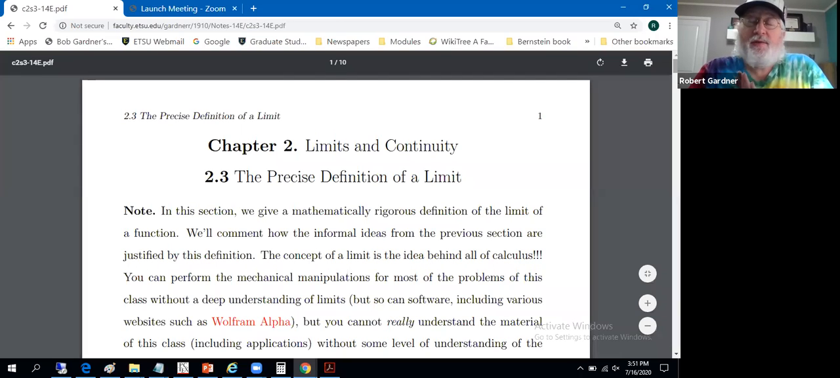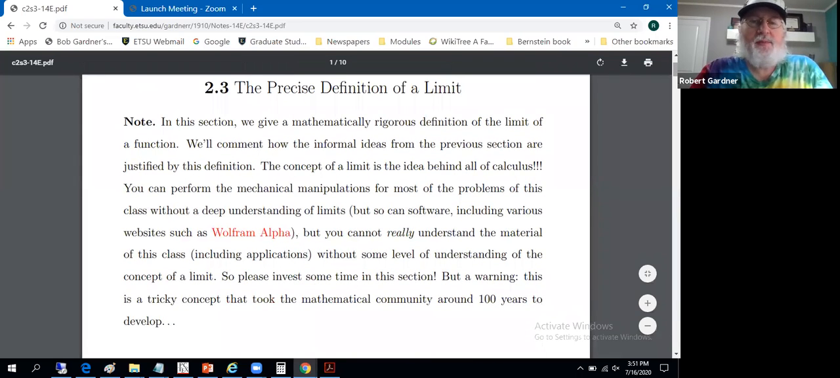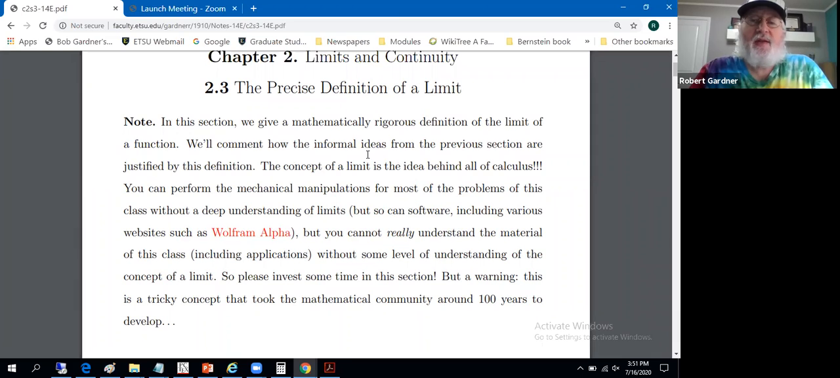Underlying all this should be those previous ideas from section 2.2, in particular that the graph looks like it's trying to pass through a point when a limit exists. Stand by that. We'll talk about it some more in this section too. Okay, so the plan is to give a mathematically rigorous definition of the limit of a function. We'll comment on how the informal ideas that we've seen, the graph trying to pass through a point, Dr. Bob's anthropomorphic definition, fit in with the formal ideas.